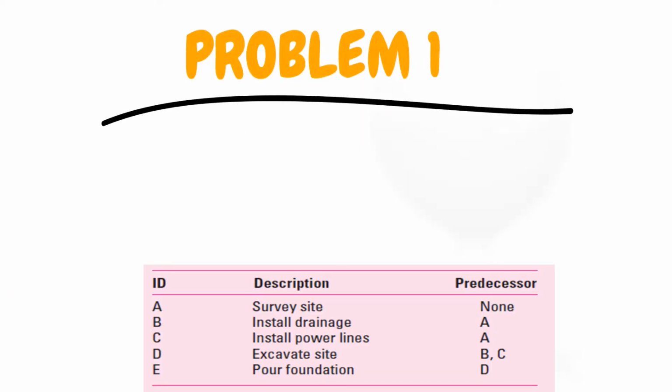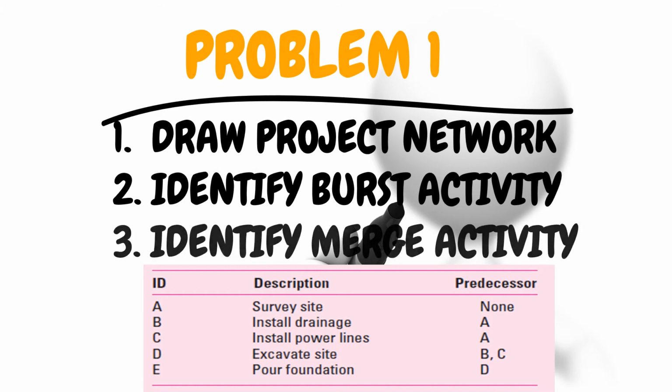Right, so let's solve a simple problem to understand how project networks are drawn. In this problem, three tasks are required. Firstly, drawing a project network. Secondly, identification of burst activities. And thirdly, identification of merge activities. Right, so let's look at the problem. Different activities are shown and their precedence order is given here. You can see the first activity is surveying a site, which has no predecessor, so it's clear that this is the first activity. Then this is followed by activity B, which has a dependence on activity A.